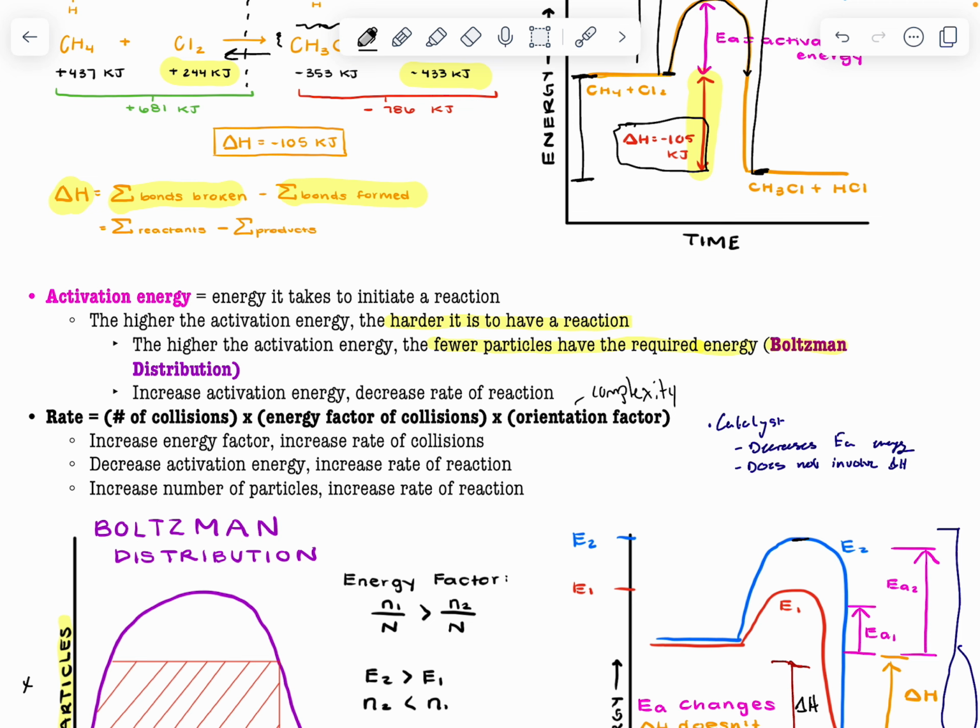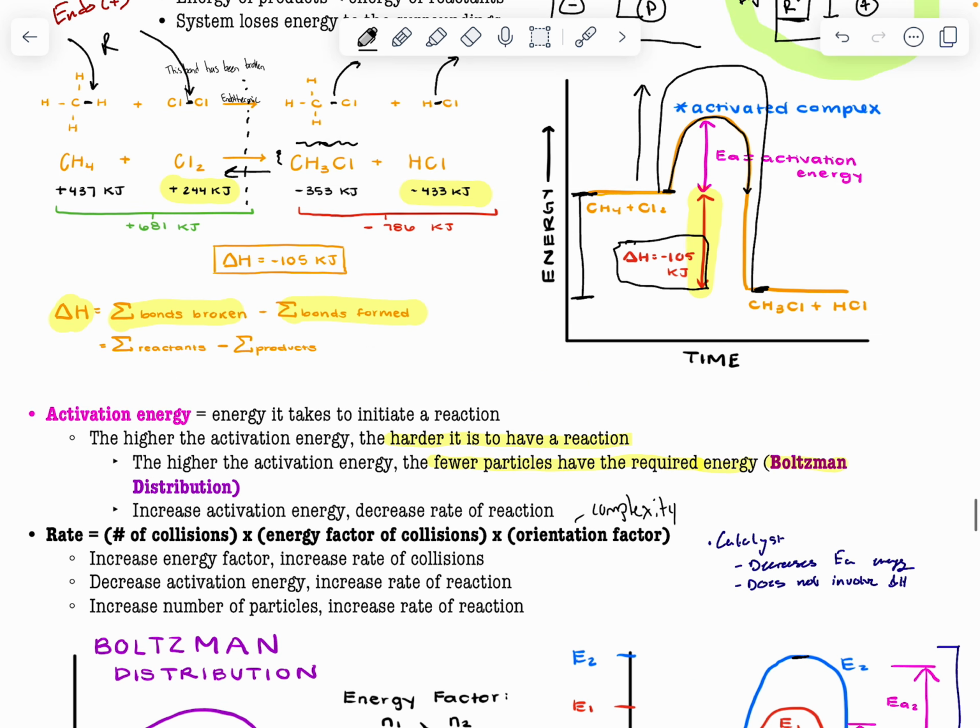So basically what this is saying is if we have two boxes with the same number of particles, box A has a low activation energy, box B has a high activation energy. It's basically saying over in box B, these particles do not have as much energy compared to box A. And as a result, it's going to take a lot more of these particles bouncing together, and a little bit longer, to get the required energy to initiate some reactions in box B compared to box A.